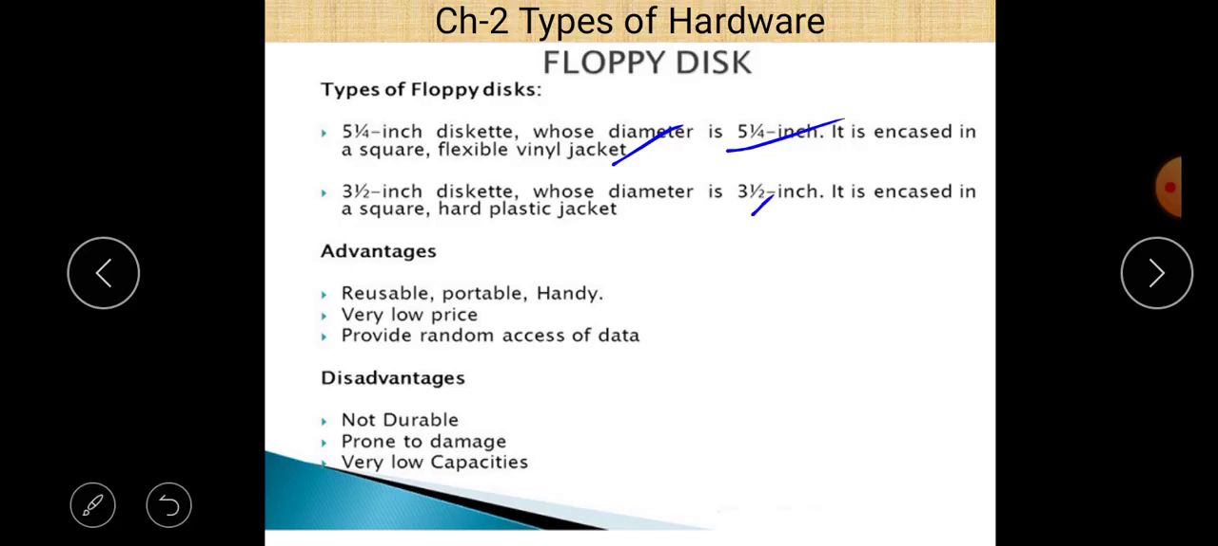Advantages of floppy disk are they are reusable, portable, handy, and very low price, and they provide random access of data. Disadvantages: not durable, prone to damage, and very low capacities. That is a big disadvantage of floppy disk, that they have very low capacity to store the data.